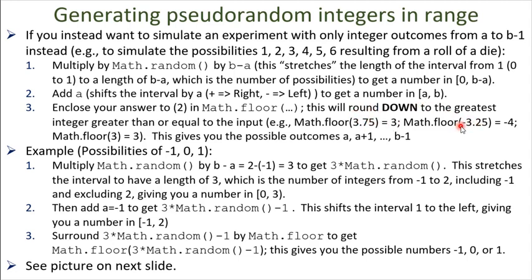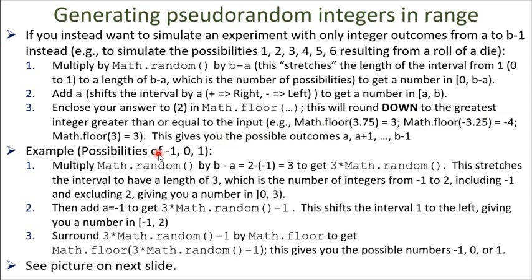But if you take negative 3.25, that's going to get rounded down to negative 4, not negative 3, like math.trunc would do, which just removes everything that comes after the decimal place, right? So it goes to the greatest integer that's less than or equal to negative 3.25, which is negative 4. But the point is, when you do math.floor, you're getting an integer.